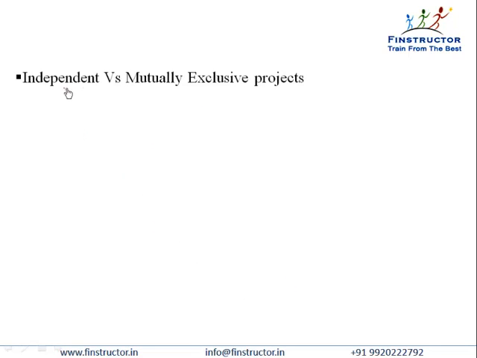Two projects will be called independent if they have no relation to one another, or they have nothing to do with one another. That is, if both projects are profitable or both projects meet our criteria, both can be independently accepted or rejected. Mutually exclusive projects, on the other hand, can be taken only one at a time. So if two projects are mutually exclusive, then both of them cannot be taken together.